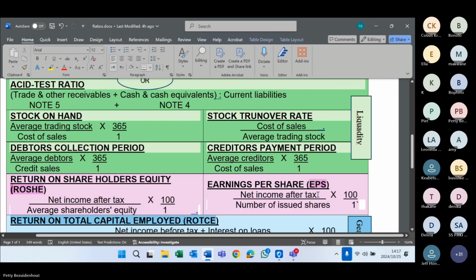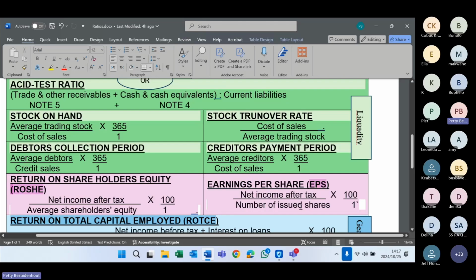EPS is also referring to his earnings and the return on his investment. It's your net profit after tax divided by the number of shares in issue, so that we can see for every one share that you own, how much profit you earned with those shares.